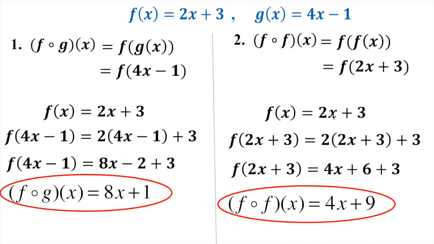So instead of writing x this time, I'm going to write 2x plus 3 because we're plugging f in essentially to itself. Okay, so this is our composition of functions. We plug that right in, 2x plus 3. This gives me my 4x. 2 times 3 is 6. Now I'm going to combine like terms right here. 6 plus 3 is 9.